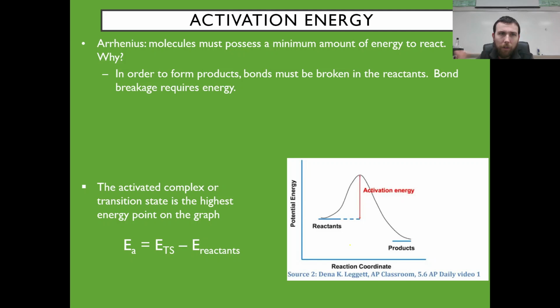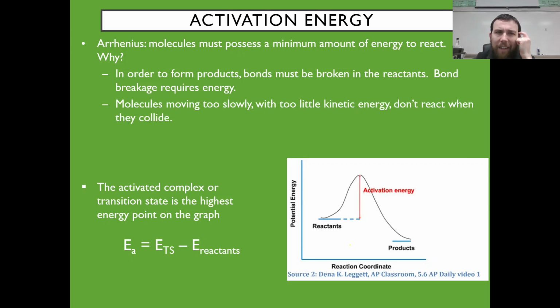Well, first, in order to form products, bonds have to be broken in the reactants. Because bonds have to be broken, that requires energy. Without a sufficient amount of energy, you can't break a bond. So that's point number one as to why we need that minimum amount of energy. We need to be able to break bonds.